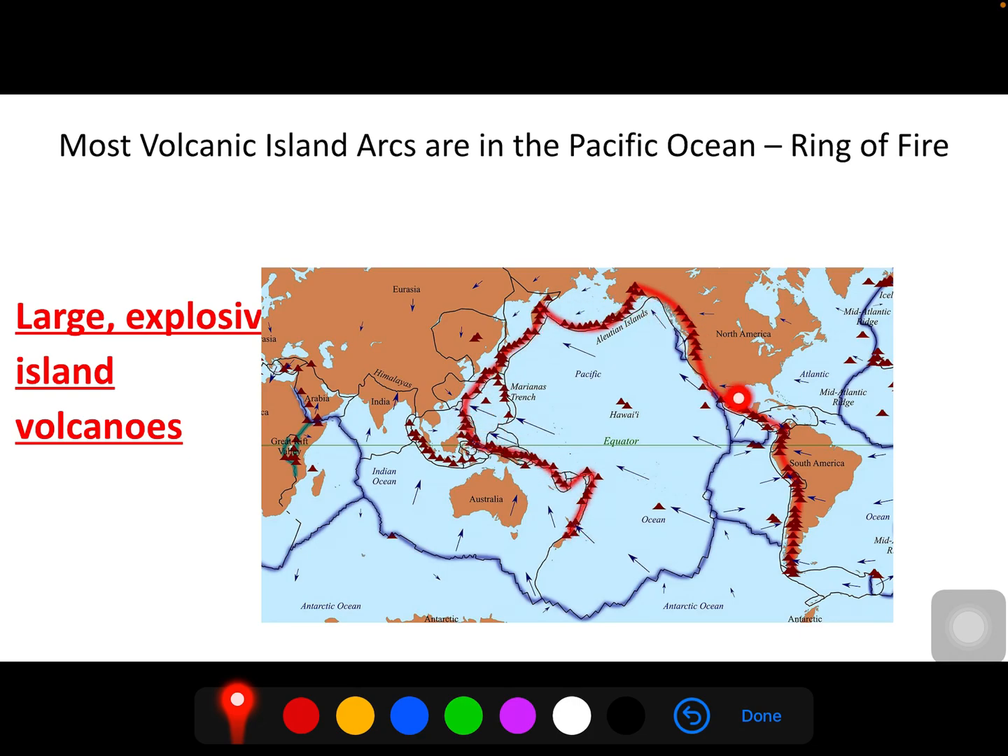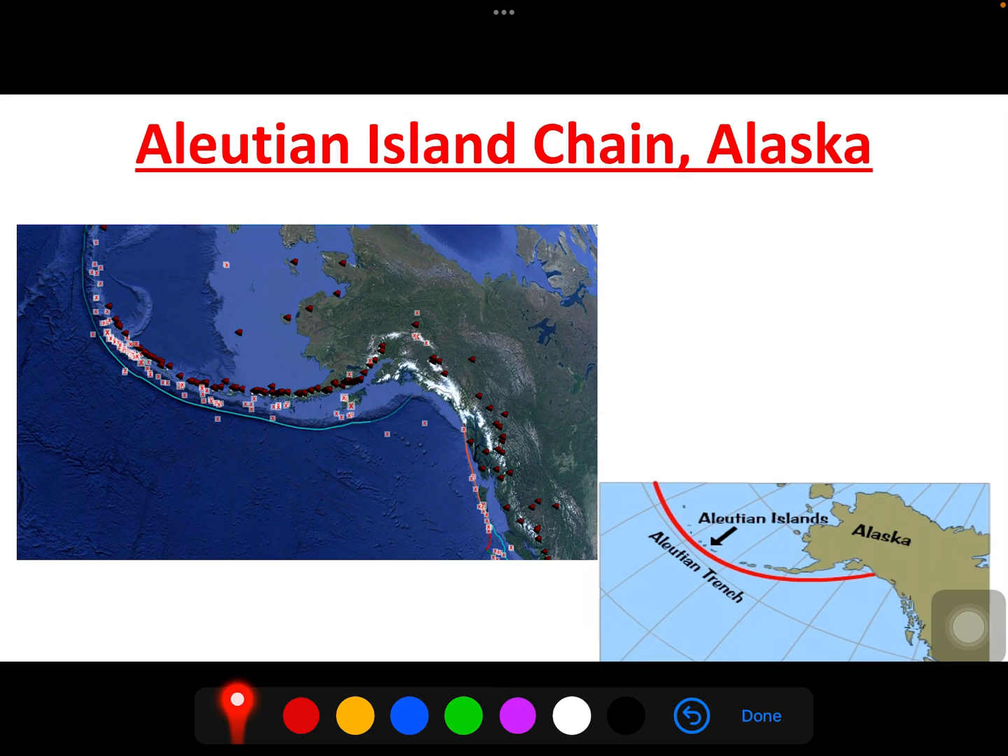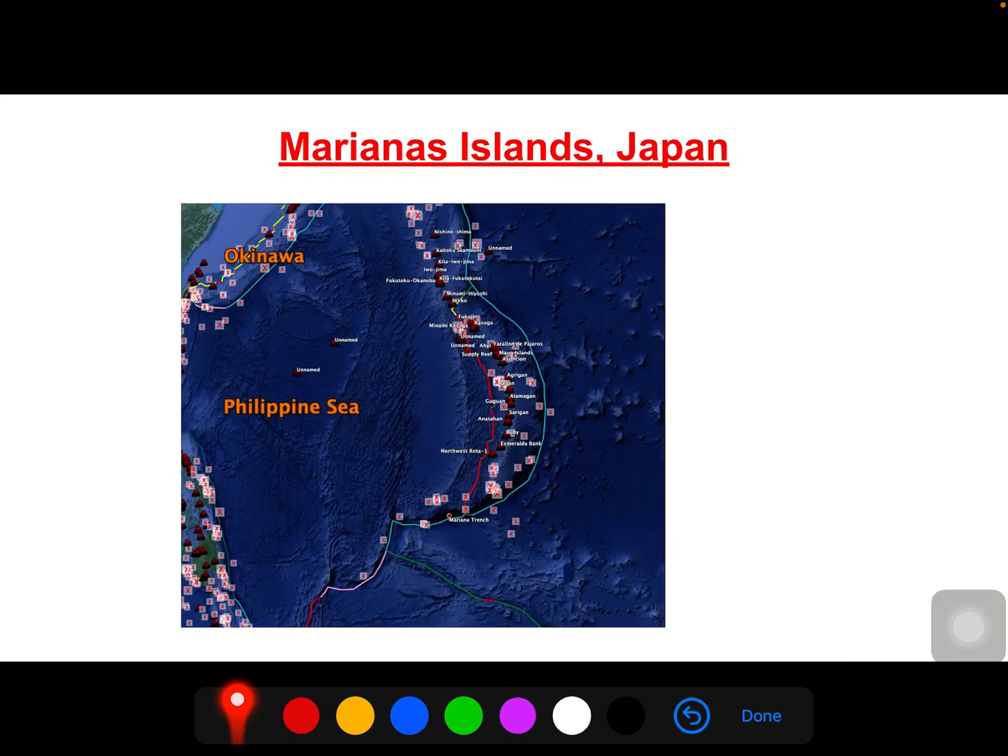Okay, this is called the Ring of Fire. This is where this is occurring all over the Pacific. Good example is the Aleutian Islands. We have this ocean floor colliding with this ocean floor, and we have all these volcanoes. All these volcanic islands are formed from this plate going underneath this plate. Here's another example just out in the Pacific, the Marianas Islands.